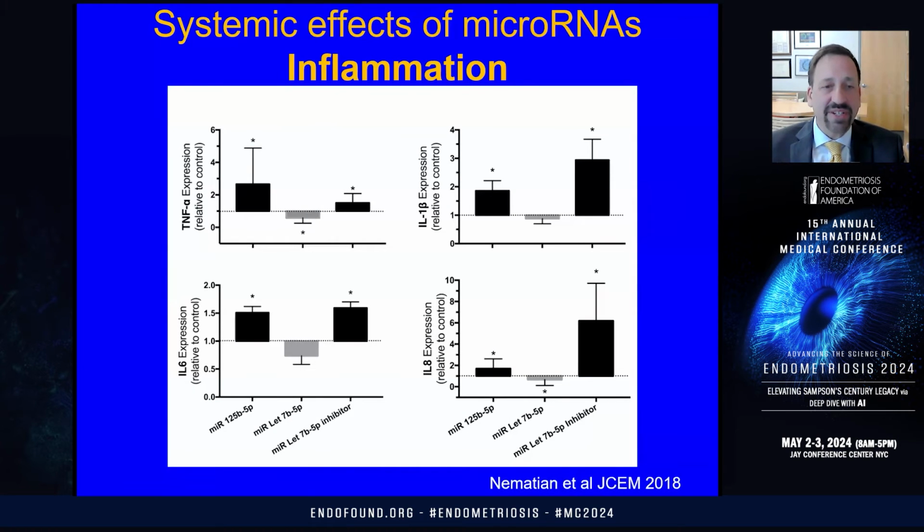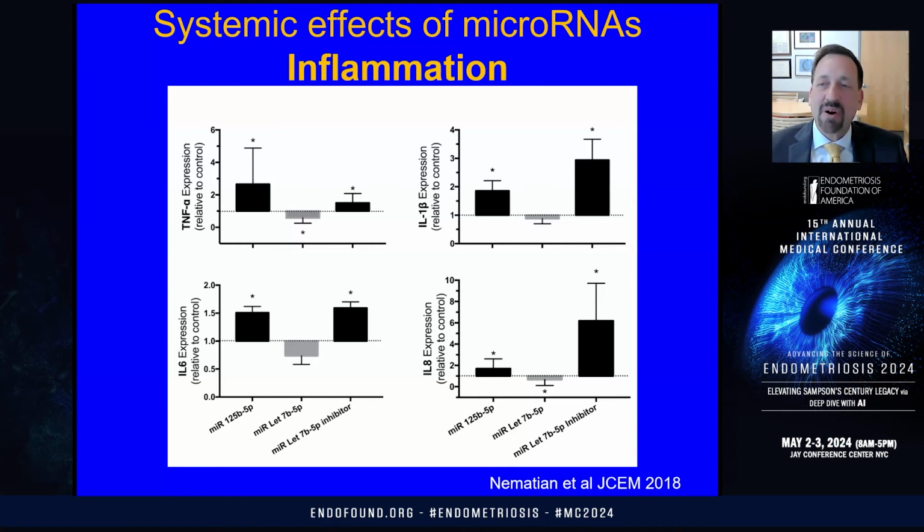This is macrophages in women. And we treated them with the microRNA complements that would mimic what was happening in endometriosis. The two black bars show mimicking endometriosis, and the gray bar is a control. So when we either increase microRNA 125, which is increased in endometriosis, or we use an inhibitor to LET7B, which is decreased in endometriosis, we get an increased expression of TNF-alpha, IL-1 beta, IL-6, IL-8.